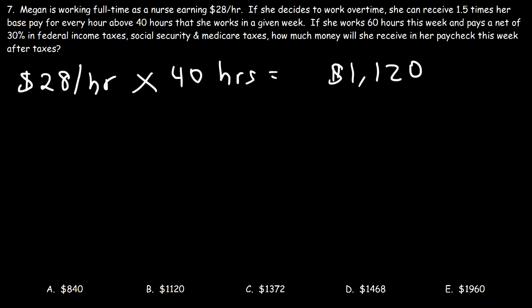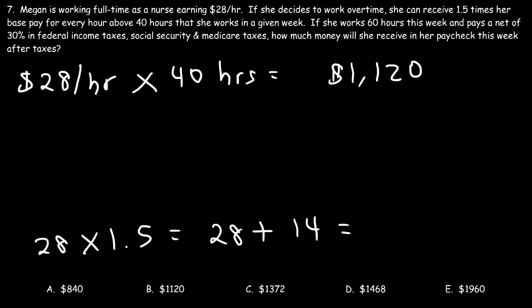Now, if she works overtime, her base pay changes. It's going to be 28 times 1.5. So that's basically 28 plus half of 28. Half of 28 is 14. 28 plus 14 is 42. And so 28 times 1.5 is 42. So for every hour that she works above 40 hours, her hourly pay will now be $42 per hour.